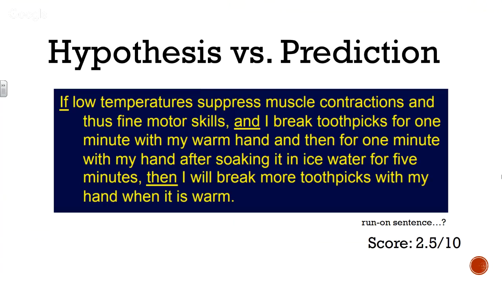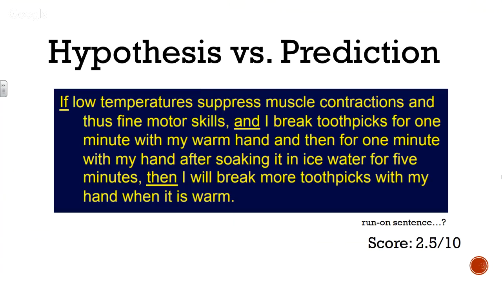So if low temperatures suppress muscle contractions and fine motor skills, and I break toothpicks for 1 minute with my warm hand and then for 1 minute with my hand after soaking in ice water for 5 minutes, then I will break more toothpicks with my hand when it is warm. So my beef with this is that it's a run-on sentence, okay? Please don't try to fit everything in one sentence. If you have to break it up, break it up.